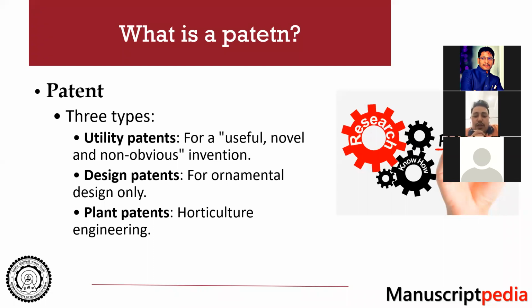The other type is the design patent, which covers the ornamental design only. That is the second one. And the third one is plant patents. Horticulture or agriculture engineers also patent, for example by combining two or three plants into a new plant, which they can patent. So they also have their own patent in their own area. On the next slide, we will discuss each of these in detail.